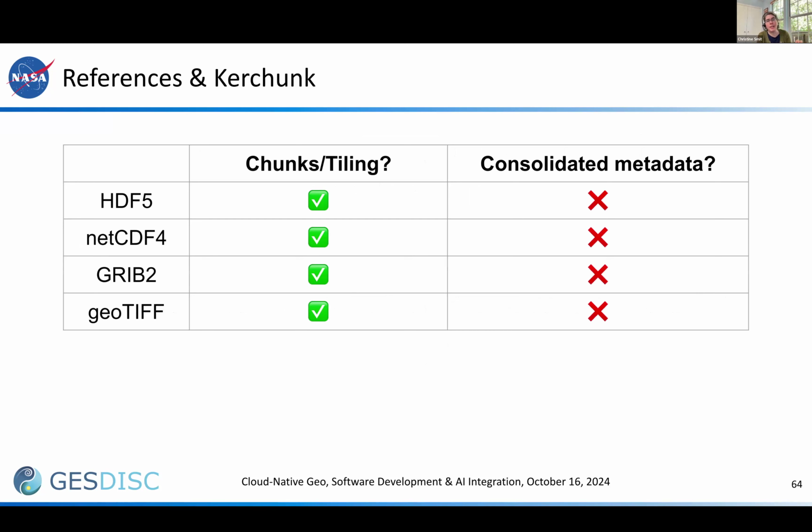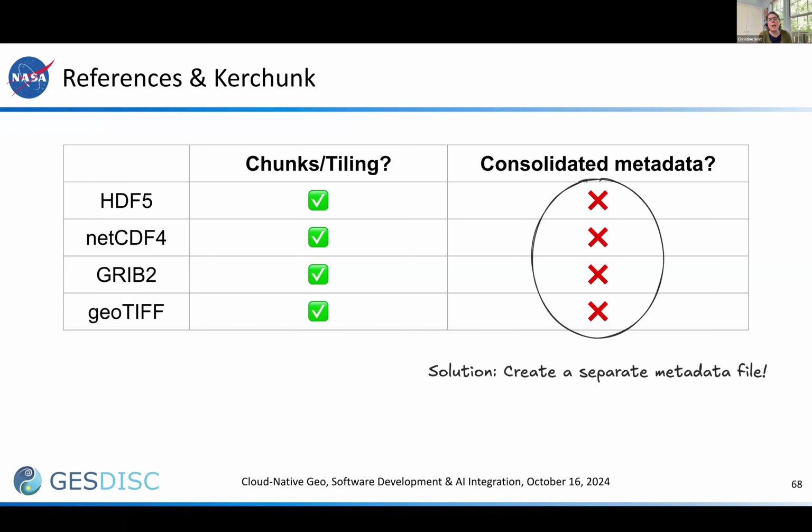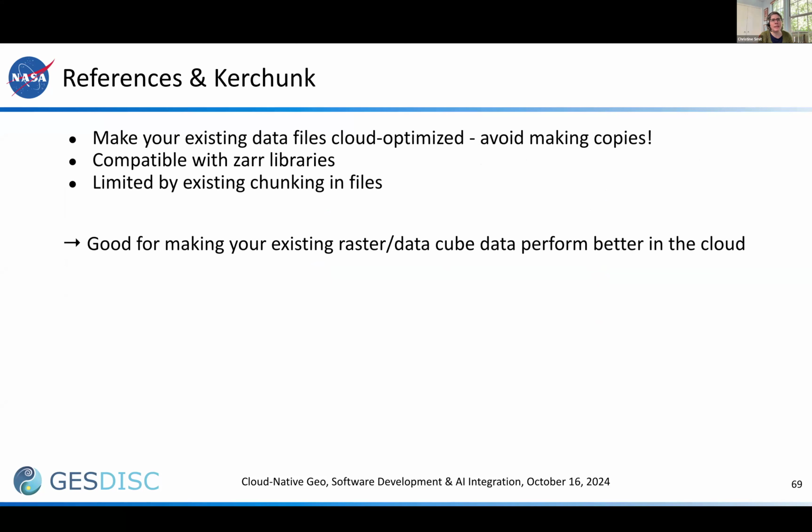Traditionally, these file formats, their metadata is kind of scattered throughout the file. And so when you're trying to pull this metadata, you end up having to make multiple of those long, tedious network requests to get the metadata. And of course, this is the original GeoTIFF, not the cloud optimized GeoTIFF. So somebody came along and said, well, the problem I need to solve is just this consolidated metadata. Why don't I just create a separate metadata file so that I can take advantage of the chunking that already exists in these files? And that's really what Kerchunk is.